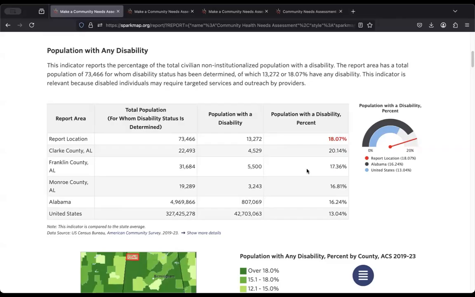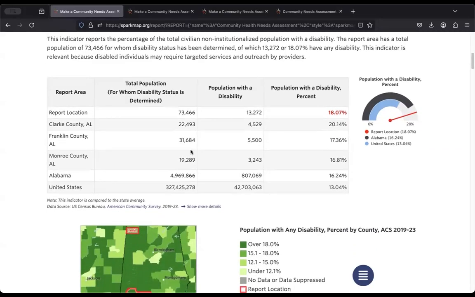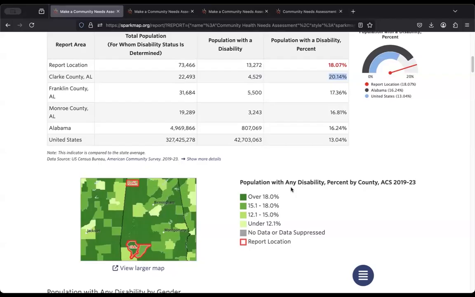So if I wanted to dive a little bit deeper, I could, just looking at this data table, by seeing we have the total population. So we know what is our N, what is the universe of people that we're looking at, how many of those have a disability, and then what is the percent. And so what we can see here very quickly is that Clark County has a much larger percent of their population that is experiencing a disability than Franklin or Monroe. So that gives us a little bit of insight there. We can see that Monroe's is just a little bit higher than the state of Alabama, but all of them are much higher than that overall percentage for the rest of the United States.